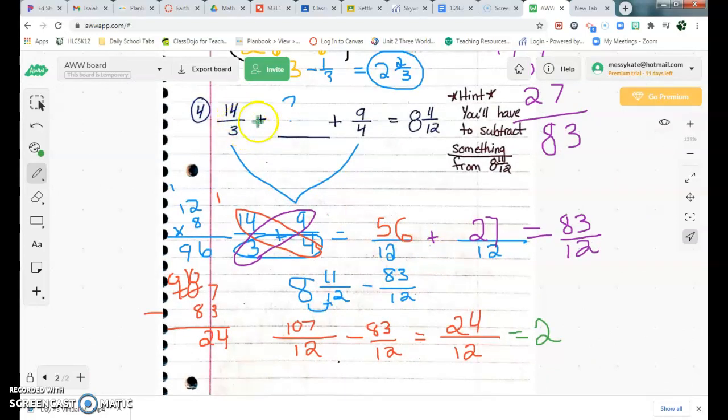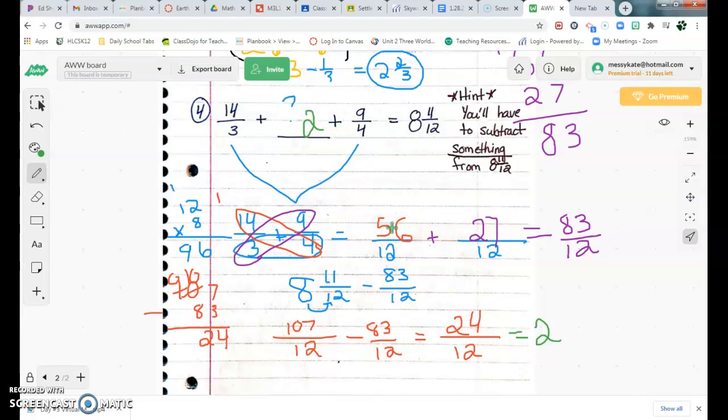So 14 thirds plus 2 wholes plus 9 fourths is going to get me 8 and 11 over 12. Very multi-step here. I started off by adding my 2 fractions that I knew I had, getting that sum, subtracting it from my overall answer to get my final answer, or my missing value in my term here, as 2.